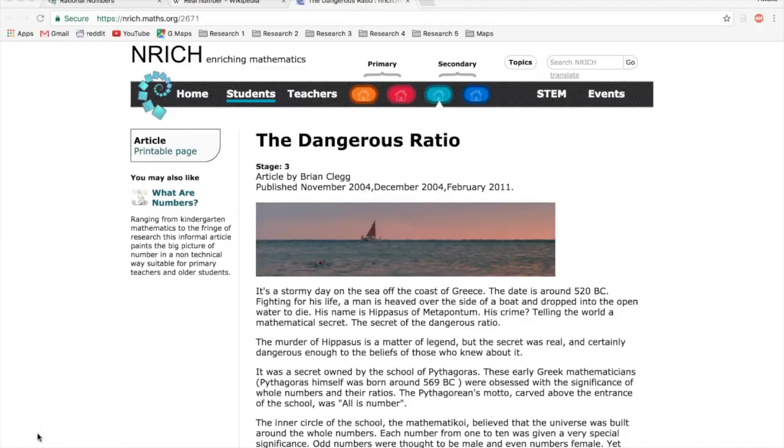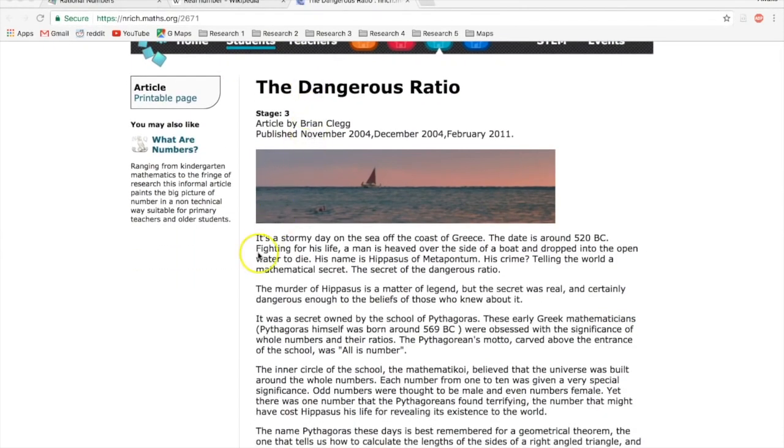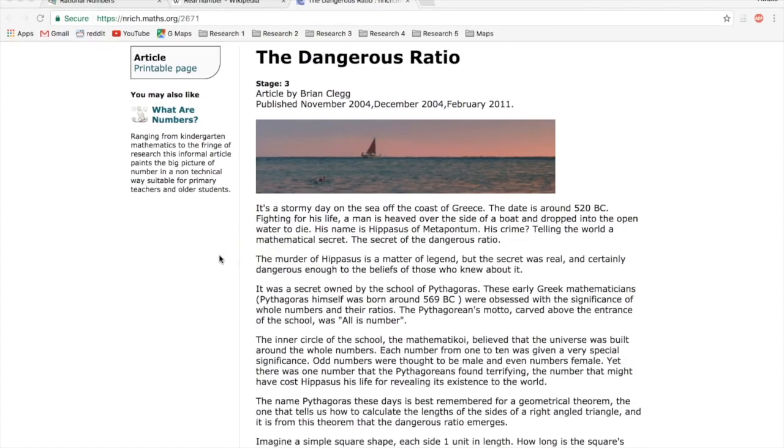So if you understand this flaw in irrational numbers, it might make your brain crash because it's not rational. And we're going to be getting into that. But what I'd like to do is read the story of the dangerous ratio. This is on Enriching Mathematics. And it says, it's a stormy day on the sea off the coast of Greece. The date is around 520 BC. Fighting for his life, a man is heaved over the side of a boat and dropped into the open water to die. His name is Hippasus of Metapontium. His crime? Telling the world a mathematical secret, the secret of the dangerous ratio.